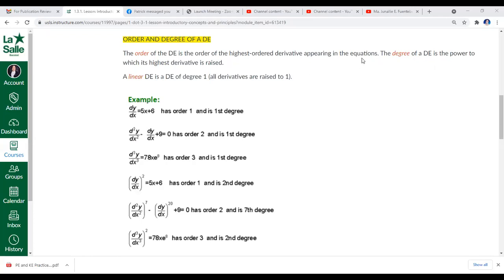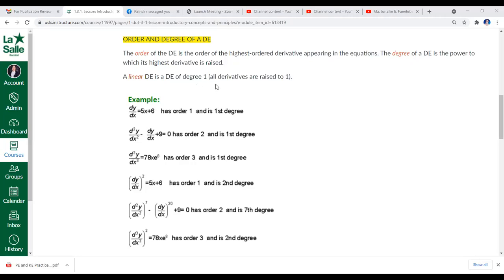So meaning, before we can know the degree of the DE, we first need to determine which of the derivatives that appear in your differential equation is the highest ordered. Whatever is the exponent of that, that would be the degree of your differential equation. And speaking of degree, class, when we speak of a linear differential equation, it's a differential equation of degree 1.